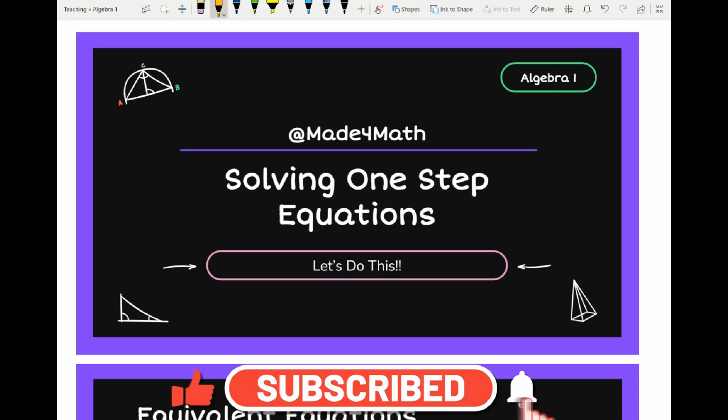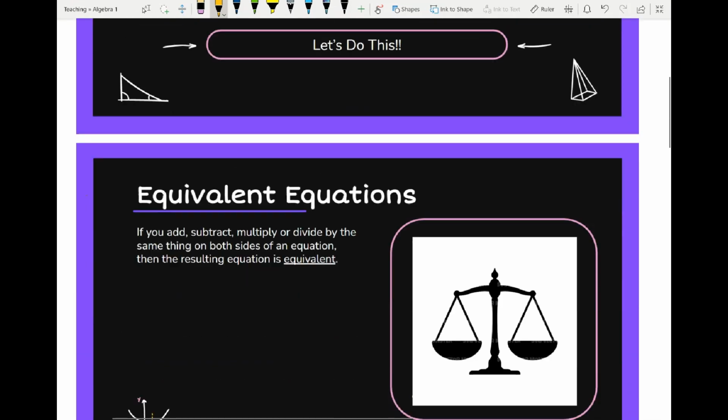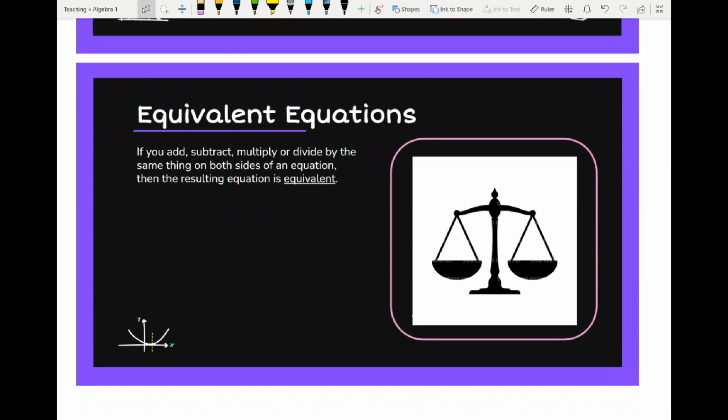Today I'm going to go over how to solve one-step equations using all four operations: addition, subtraction, multiplication, and division. So let's do this. Equivalent equations, right? Basically, what an equivalent equation means is if you add, subtract, multiply, or divide anything by the same thing on both sides of an equation, then the resulting equation is equivalent, kind of like a scale, right?